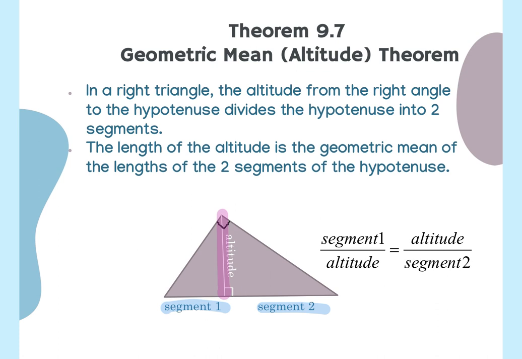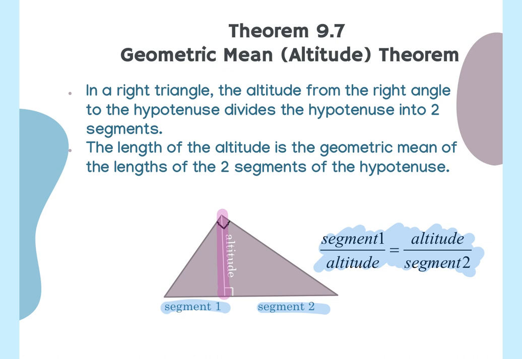The length of the altitude is the geometric mean of the lengths of those 2 segments. So if I took those 2 segments, multiplied them together and square rooted them, that's what geometric mean means, I would get the length of the altitude. Instead of using all of those words, we set up this little proportion. There are going to be 2 proportions you're going to want memorized by the end of today, and this is the first one. Segment 1 over altitude equals altitude over segment 2. And then we cross multiply and solve.